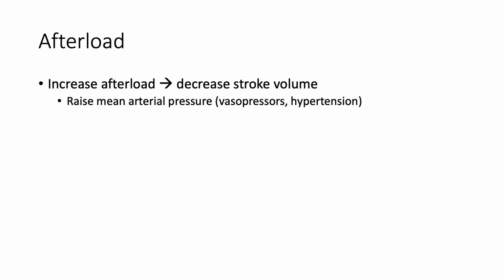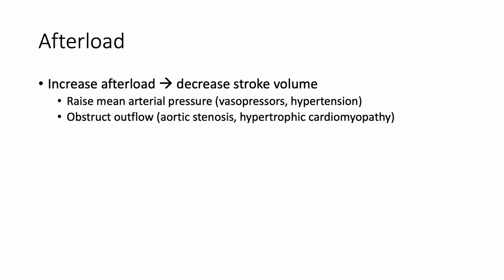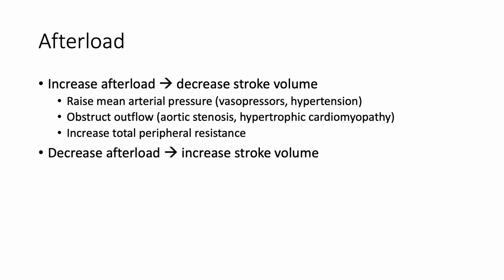If someone has uncontrolled hypertension, really high blood pressures, that's also going to increase afterload and decrease their stroke volume. The other thing that would increase afterload would be an obstruction to outflow. So if you have a really narrow aortic valve, aortic stenosis, or if you have a condition like hypertrophic cardiomyopathy, which can lead to valve obstruction, that's going to increase your afterload. And then anything that increases total peripheral resistance is going to affect afterload.